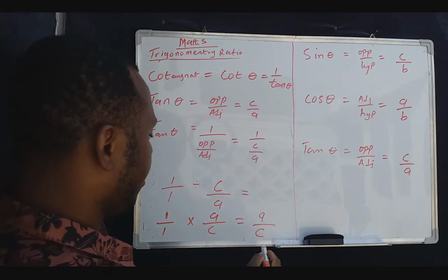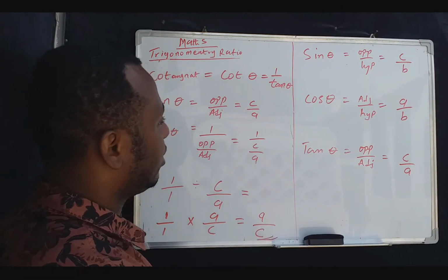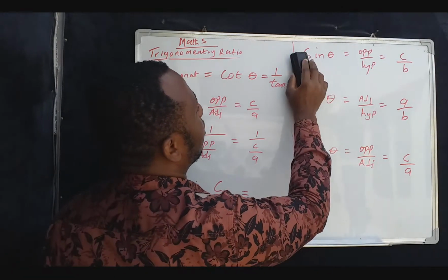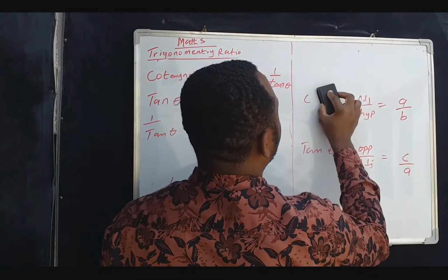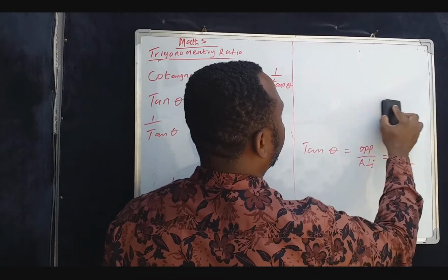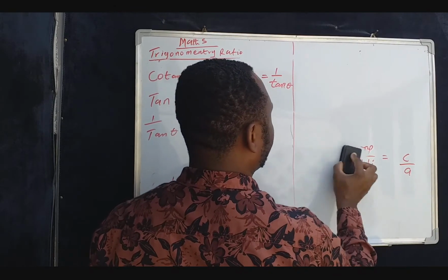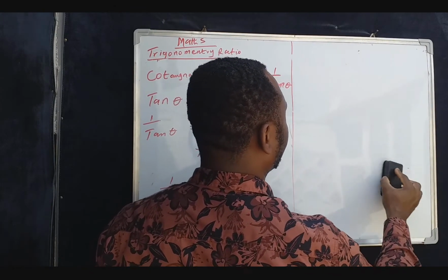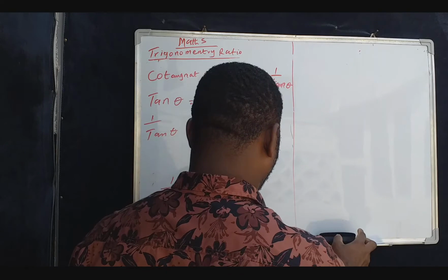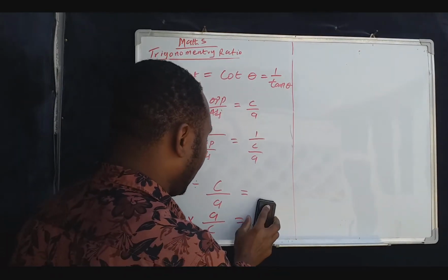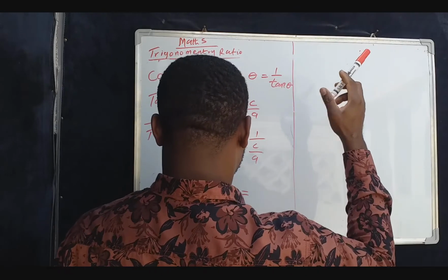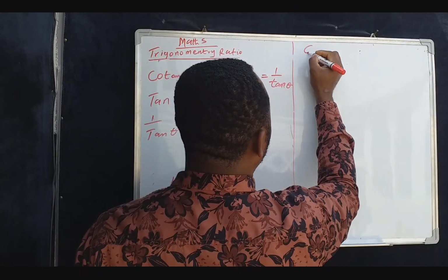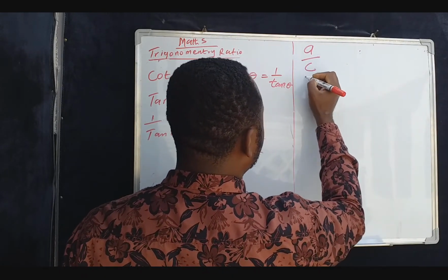So we're going to explain more on this. But let's wipe the board from here. Let's wipe the board so we can continue from here. Now we have A over C here.